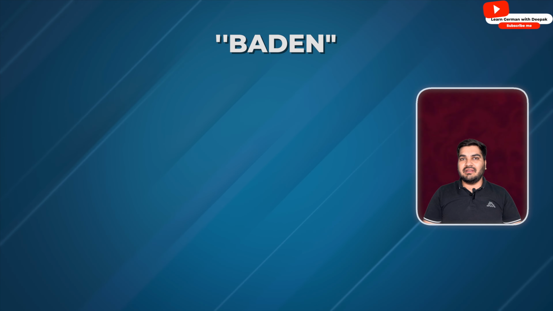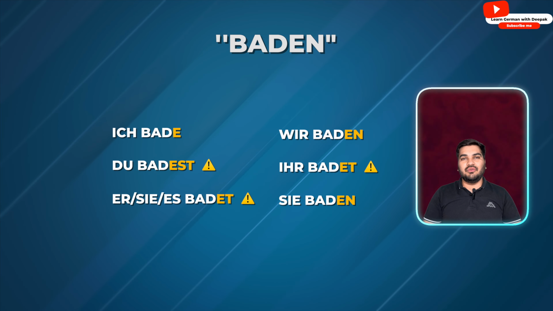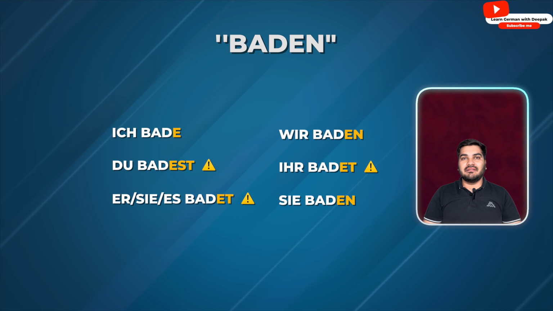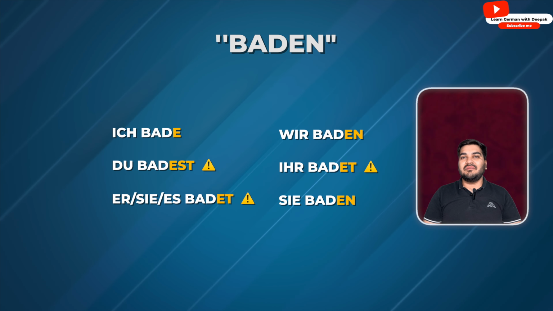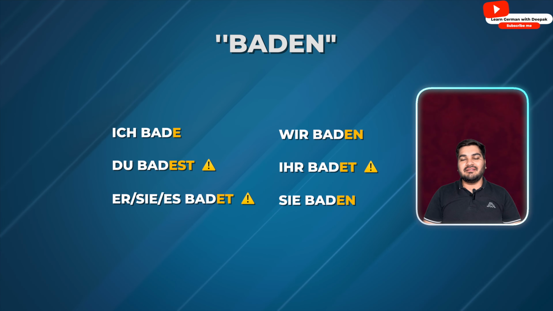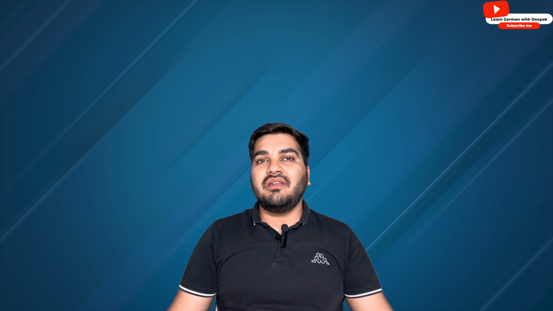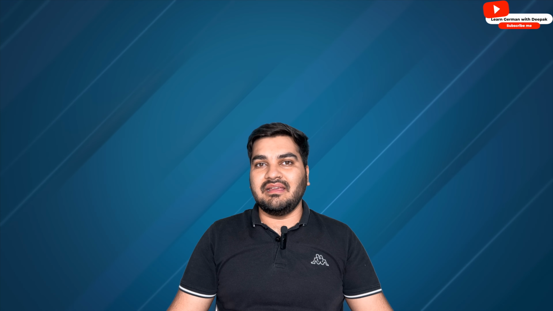Now the next example is baden. Ich bade, du badest, er badet, sie badet, es badet, wir baden, ihr badet, sie baden, Sie baden. So as you can notice, in these verbs ending with ten or den, we are removing just n with du and er, sie, es, but we are not removing en. So e is still there.